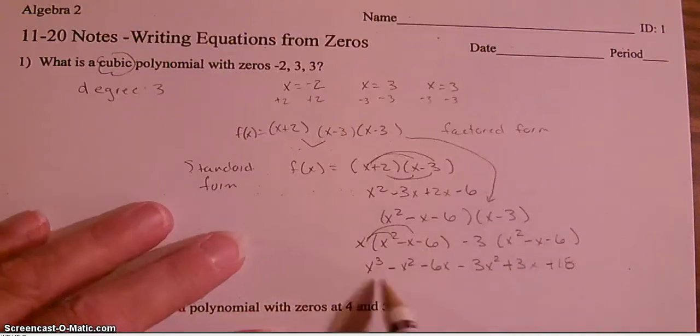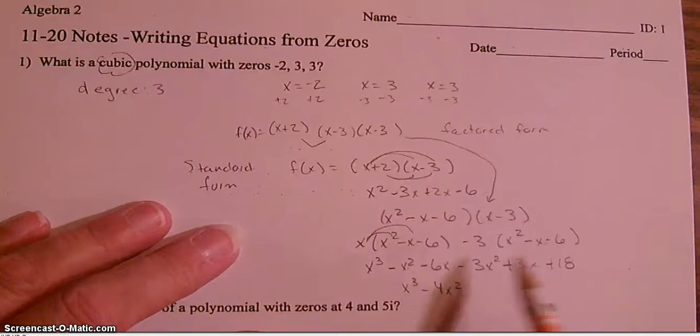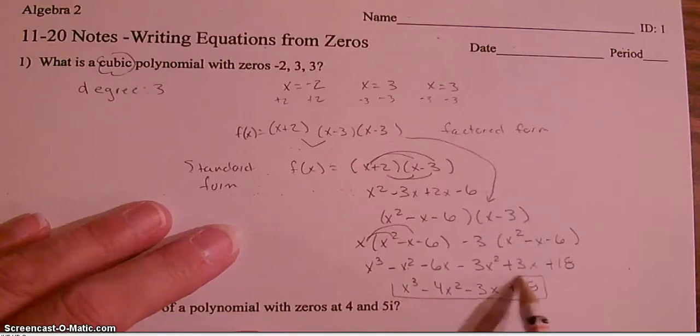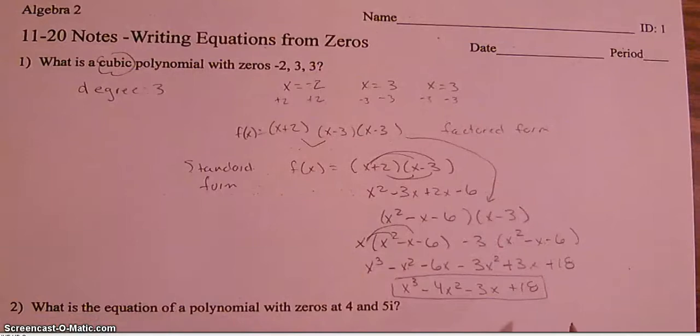Combine my like terms. I have 1x cubed. I have an x squared there and an x squared there. So -1 minus 3 is minus 4x squared. -6x plus 3x is minus 3x, and then plus 18. So this is my cubic polynomial with the zeros -2, 3, and 3.